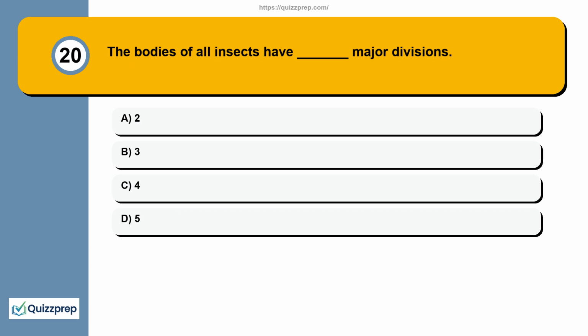Question 20. The bodies of all insects have blank major divisions. 2, 3, 4, 5.